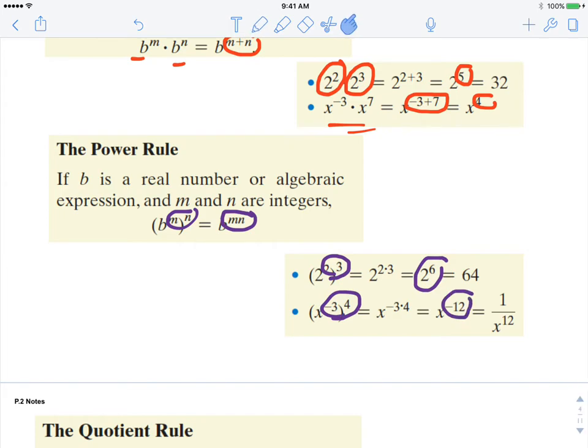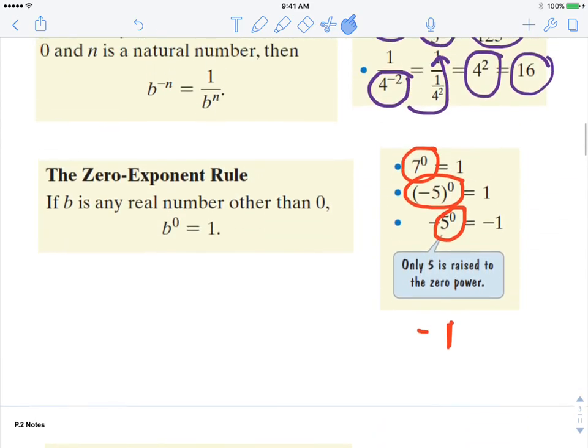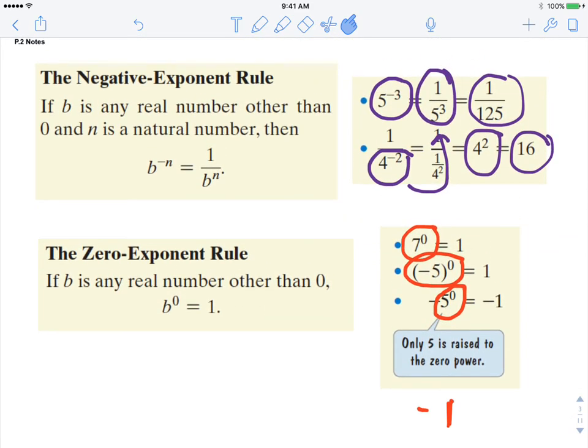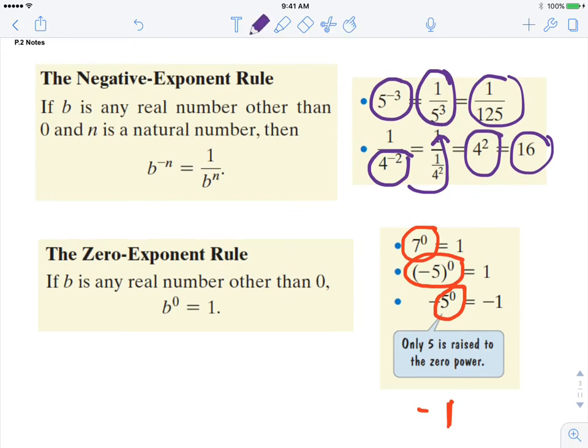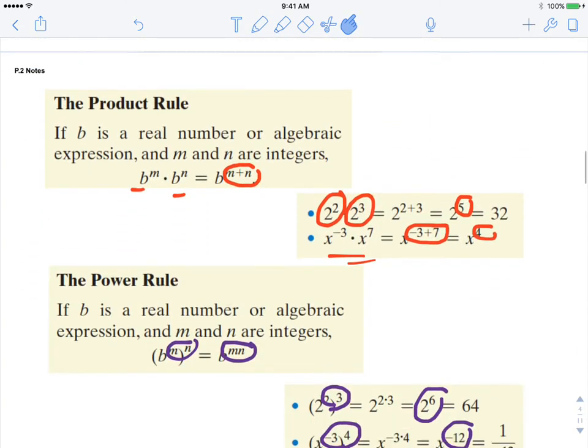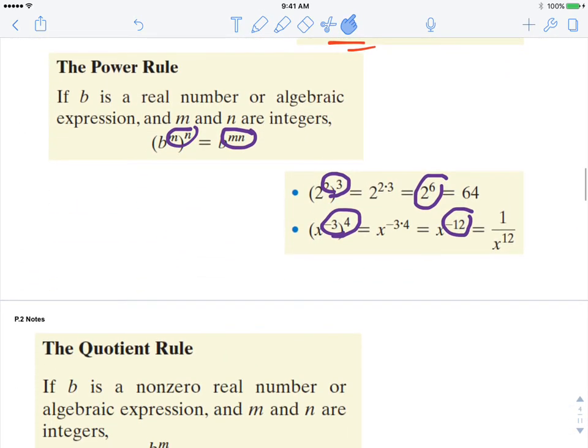Now, going back, that is a negative power. So you like this rule, you're going to have to flip it. So don't ever leave an answer with a negative exponent. So the final answer is going to flip down to the denominator, 1 over x to the 12th.